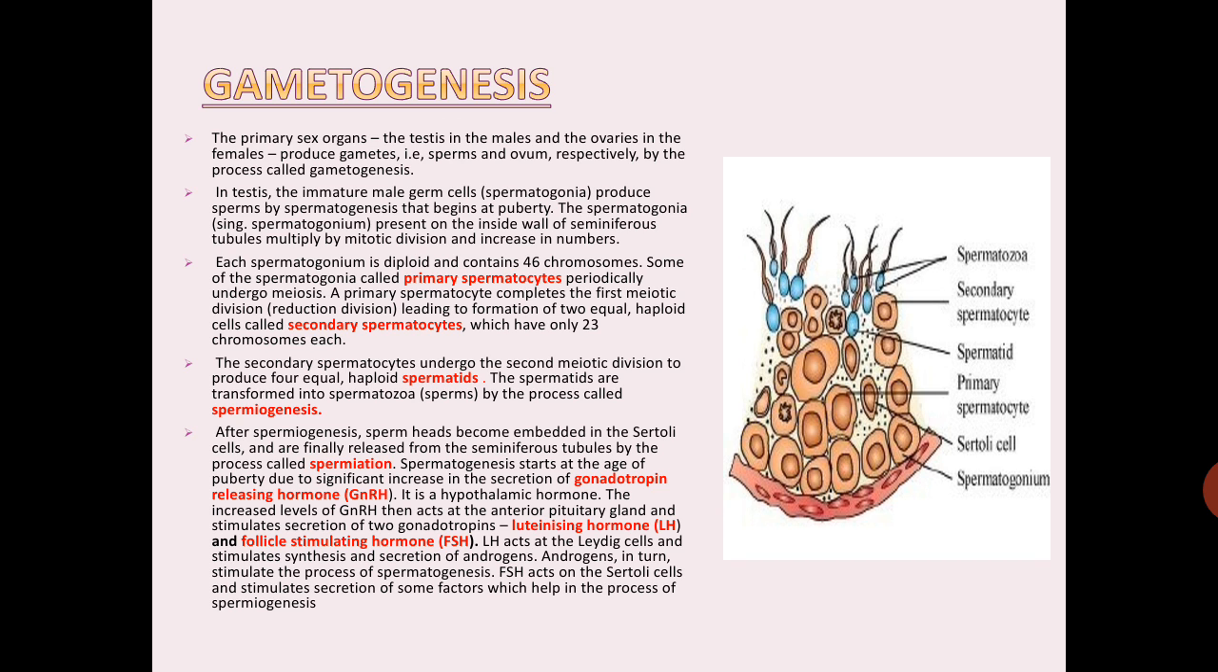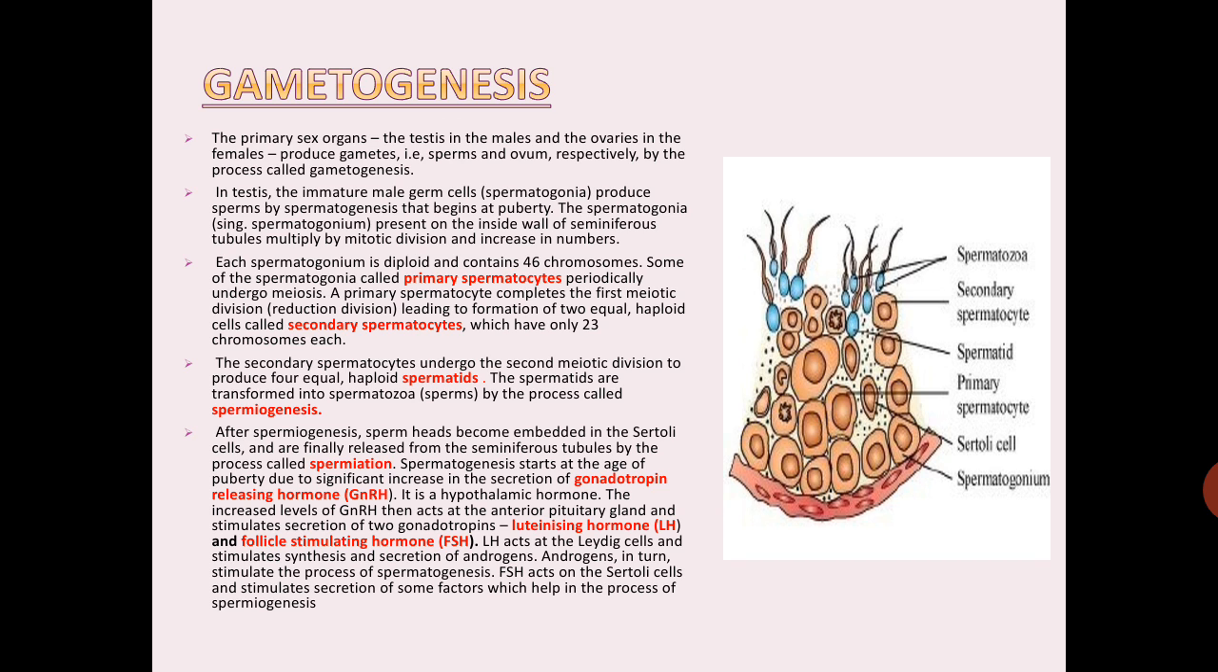The spermatids are transformed into spermatozoa. Spermatids which are formed get transformed into spermatozoa, and this process is called spermiogenesis. So the transformation of spermatids into spermatozoa is called spermiogenesis. Very important question again for 1 mark.